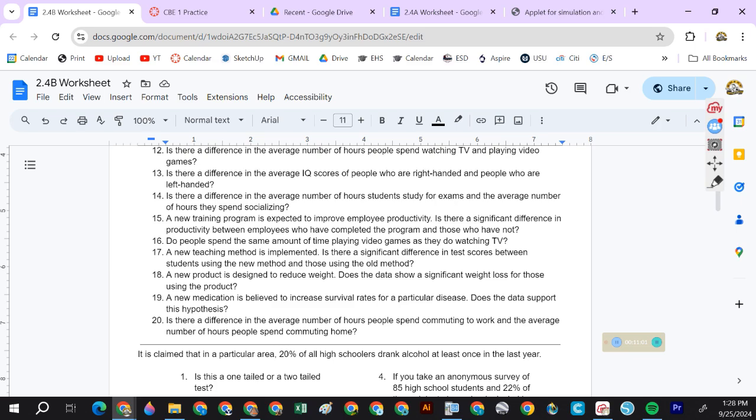Whoa, is 16 a repeat? Do people spend the same amount of time playing video games as they do watching TV? Two-tailed.